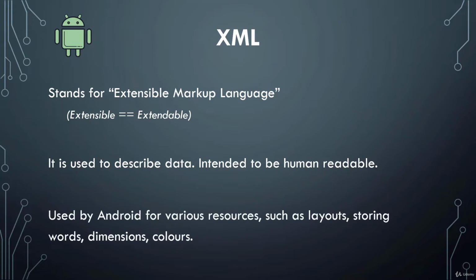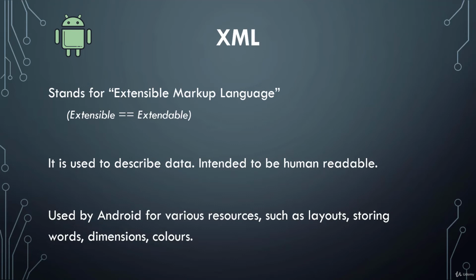Now, XML isn't just used in Android, it's used in many places. It's used on the internet for sending data over the web. Android uses it for multiple things, for the various resources, and these include the layout files that we're looking at now, but it's also used for things like storing words, perhaps storing them in different languages, dimensions, so how wide, how high something should be, how big, and colors, and much, much more.